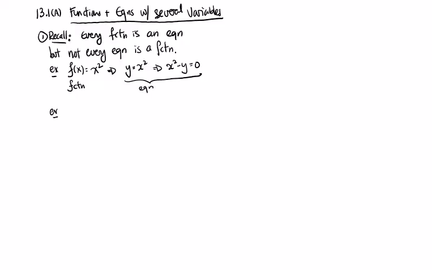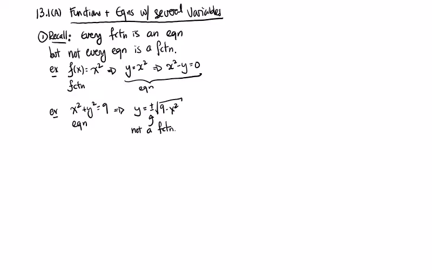Whereas something like a circle, x squared plus y squared equals 9, this is not a function, right? This is an equation. If you try and solve it for y, for example, you have to make a choice, plus or minus. And that plus or minus fails the vertical line test. Not a function.